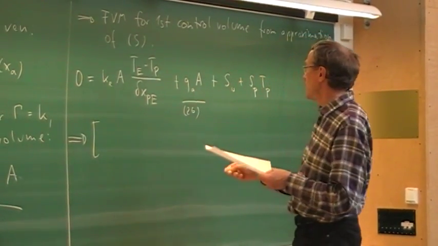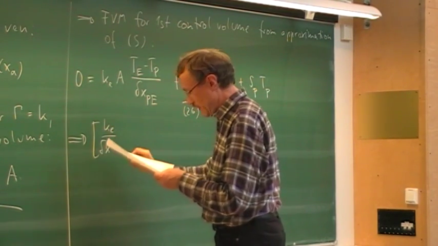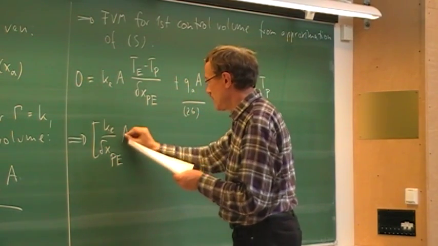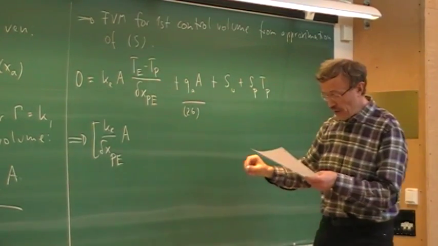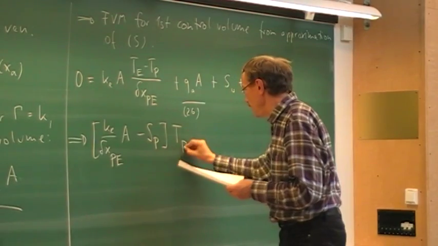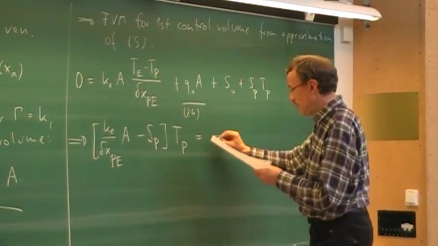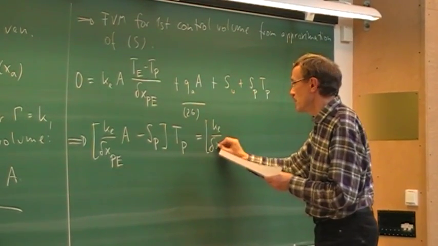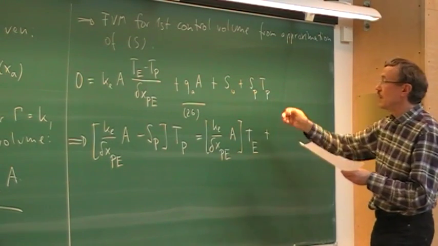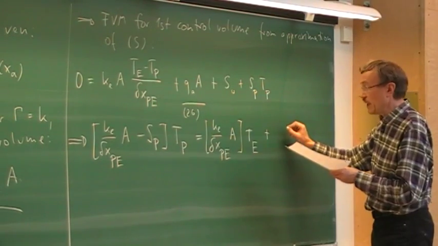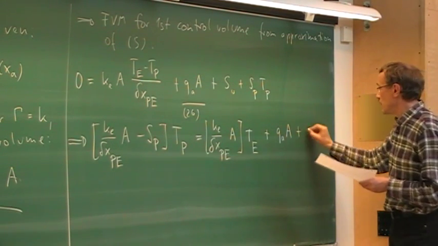From the left we take this over. Then we get the thermal conductivity at the eastern face divided by the distance between the grid points P and E times the area. The SP from the source term we get on the left-hand side, times Tp. And on the right-hand side, we will have the contribution from E, that is Ke divided by the distance between P and E times the area times the temperature TE, plus the terms that are constant, and that is in our case the QA coming from the heat flux boundary condition plus the uniform part of the source term.